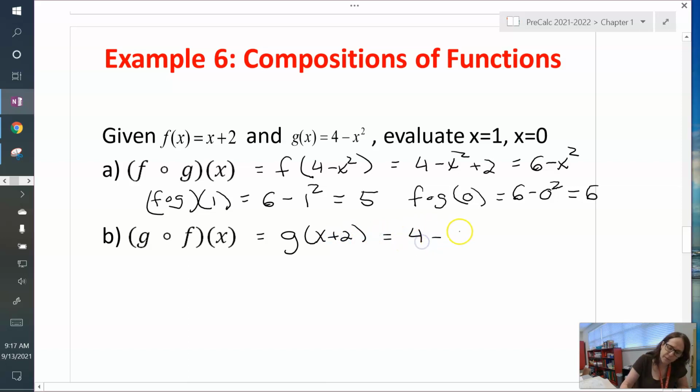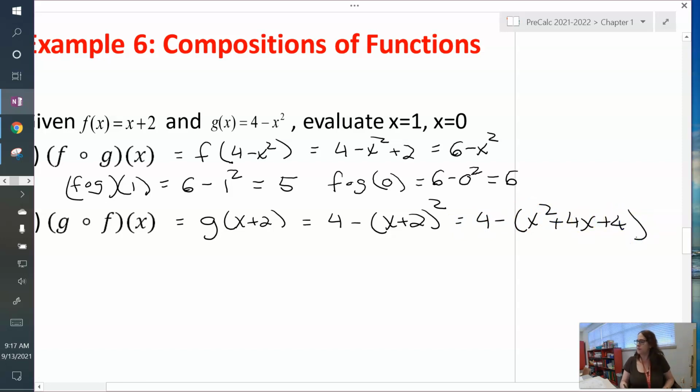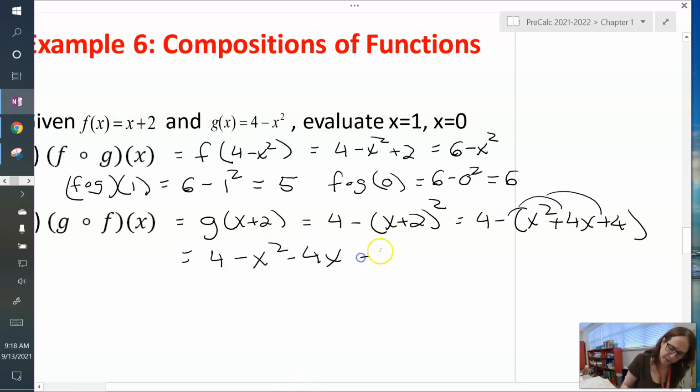So 4 minus (x plus 2) squared. FOIL this out, so you get 4 minus (x squared plus 4x plus 4). I'm going to come down here. Distribute your negative. So I get 4 minus x squared minus 4x minus 4. My 4's drop out, so I get negative x squared minus 4x.